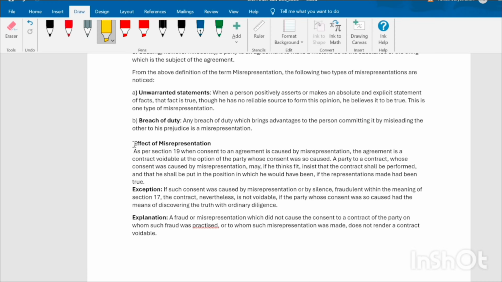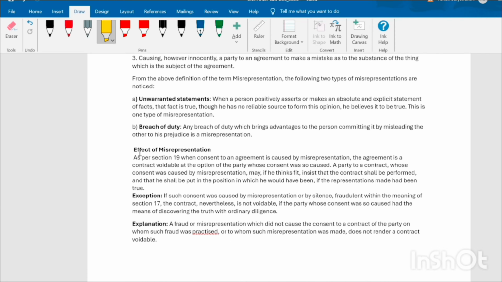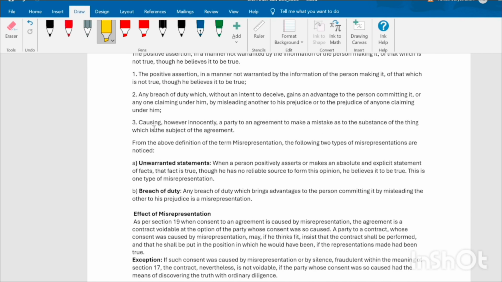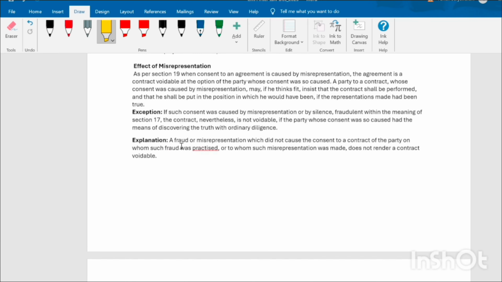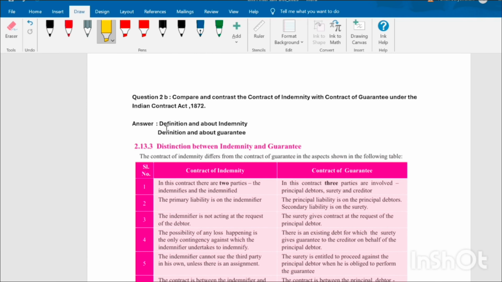Then you have to write the effect of misrepresentation, as question asks you both things. You will find this in book also, this whole answer. So you have to write this misrepresentation and then effect of misrepresentation. Then we can come to question number 2B.